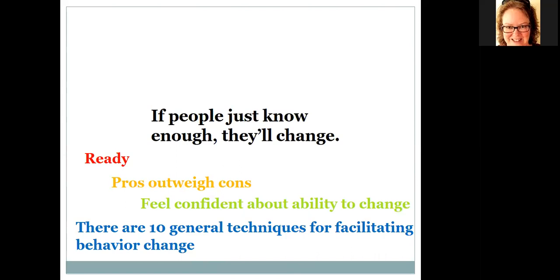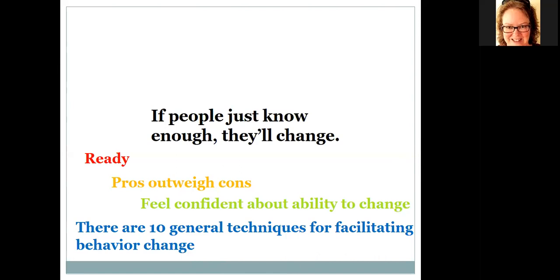Yeah, so don't you love it when people just give you this response? It depends, right? But it does depend. It depends on what the behavior is. It depends on who the people are. It depends on what the context is, what the real urgency is in terms of making that change.